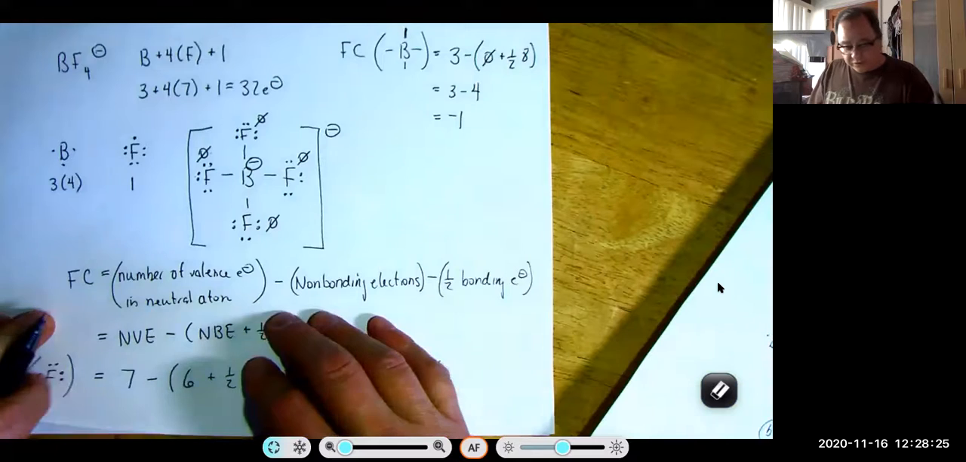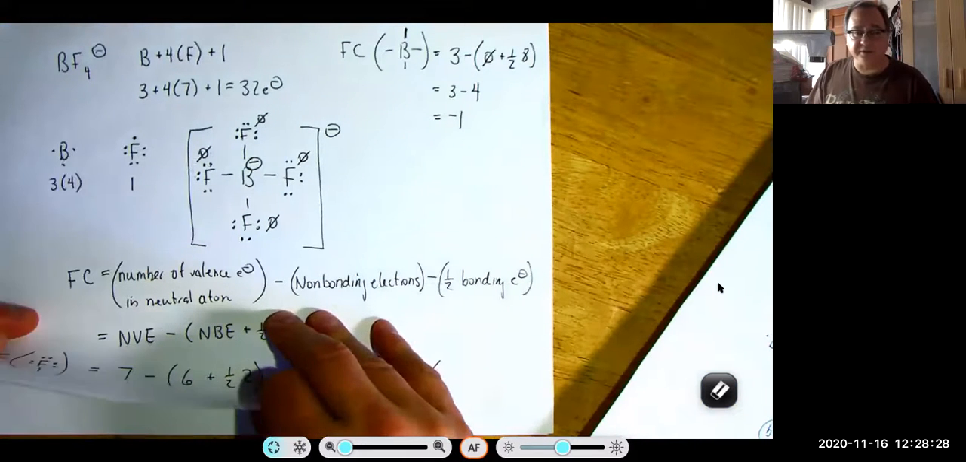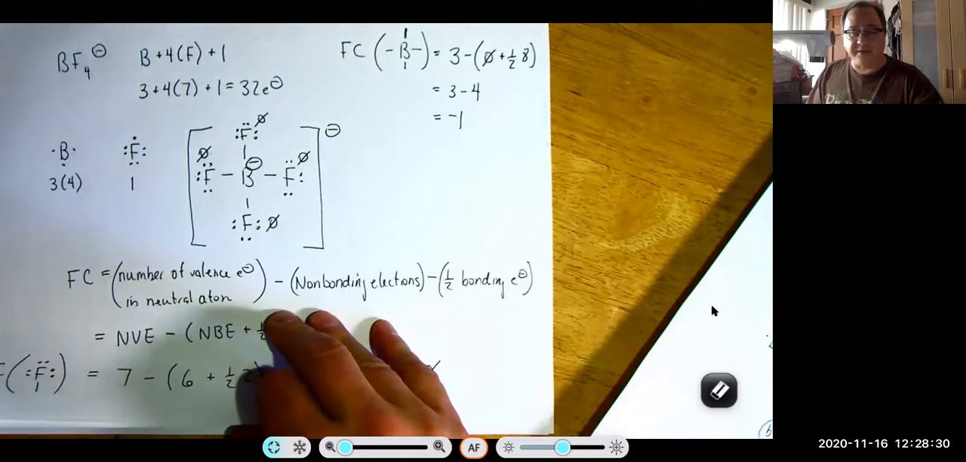So any questions about this Lewis structure and the formal charges? If you're okay with that, give me the thumbs up.